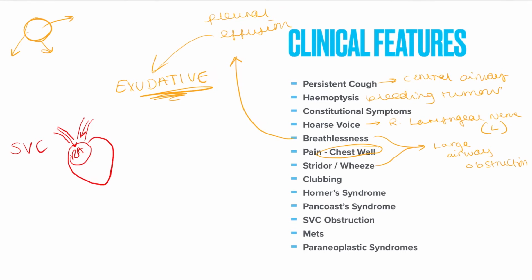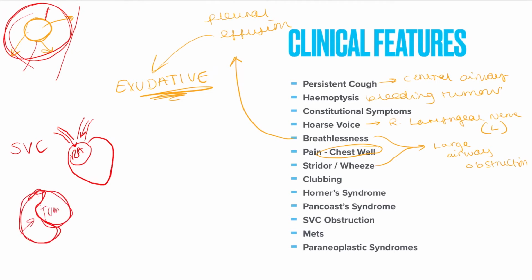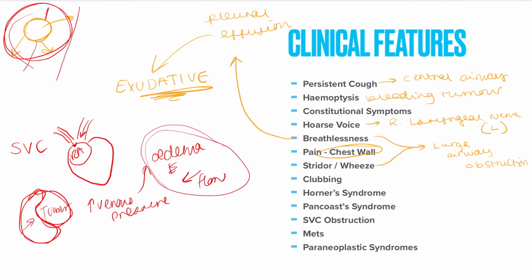And so we've got this tumour causing pressure, and one of the things that it's causing pressure on is the SVC. This means now that the lumen is so much smaller. Because of this obstruction of flow, it increases venous pressure, which then causes edema, as well as backflow.